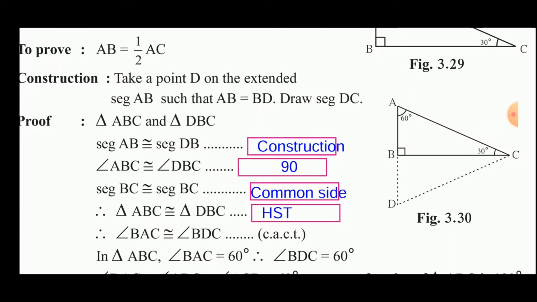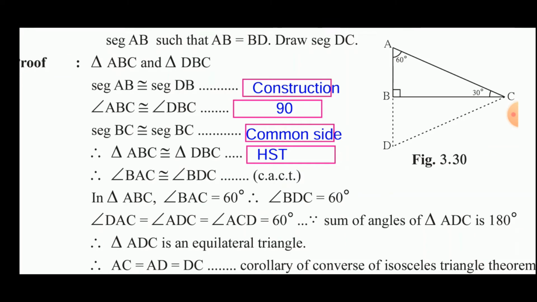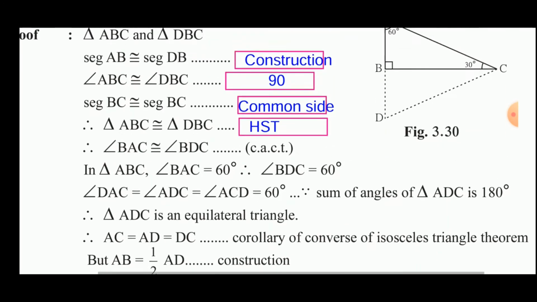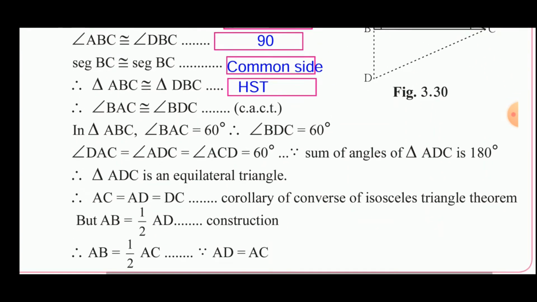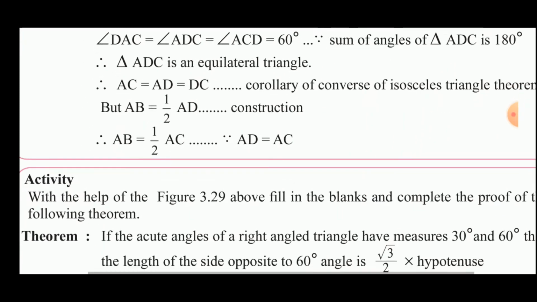So angle BAC is congruent to angle BDC, corresponding angles of the congruent triangles. Now BAC is 60 degrees, so BDC will also be equal to 60 degrees. Now angle DAC, angle ADC and angle ACD are all 60 degrees. The sum of the measures of all the angles of the triangle is 180 degrees. Therefore triangle ADC is equilateral. So AC is equal to AD is equal to DC. But AB is equal to half of AD. So therefore AB will be equal to half of AC. So this way we can prove it.